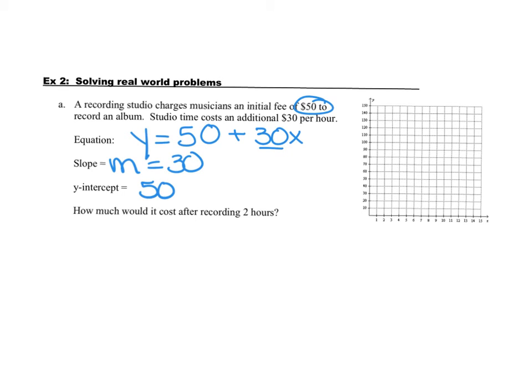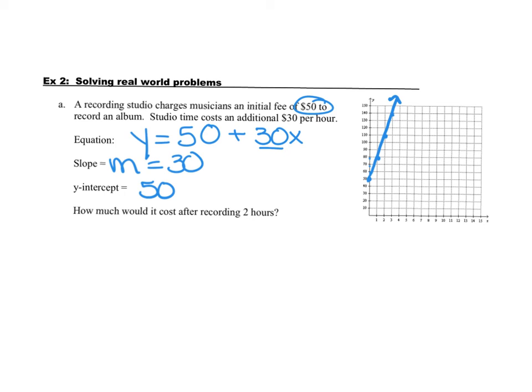All right, so let's go ahead and graph this relationship. We're going to start at the 50, because even when you had 0 hours, you still have to pay that $50. And now we're going up, for every hour, we're going to go up 1 or 10, 20, 30 over 1. So 1 hour, and now 2 hours, let's go 10, 20, 30 over 1. Okay, so for every 1 hour, we went up the $30.